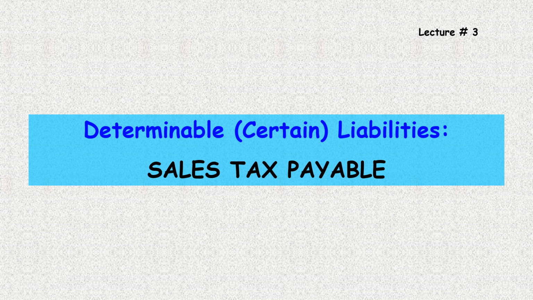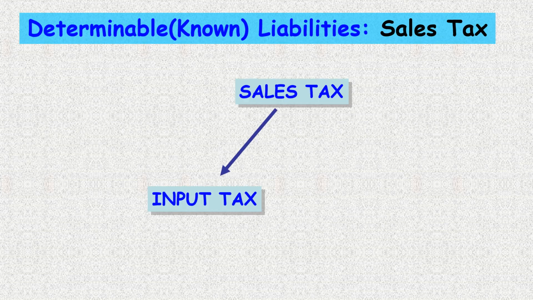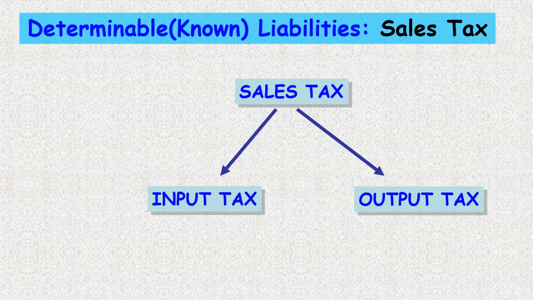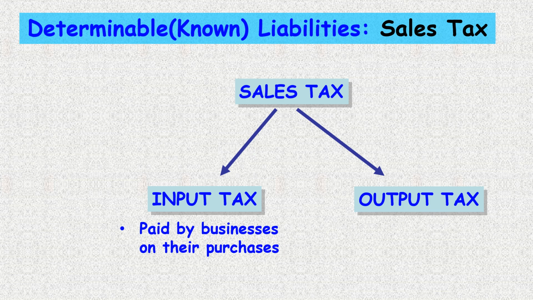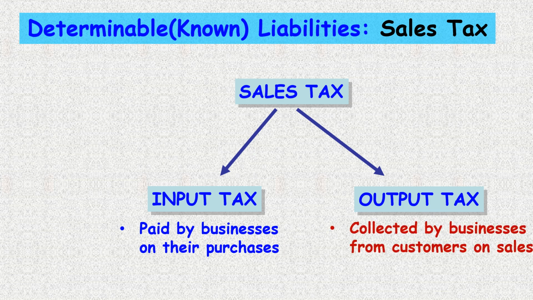In this video, we are going to talk about what sales tax is and what the accounting for sales tax is. Sales tax is generally classified as an input sales tax or an output sales tax. An input sales tax is a tax that is paid by businesses on their purchases. So whenever a business makes a purchase, the tax that it pays on those purchases is known as an input tax. Output tax, on the other hand, is collected by businesses from customers on the sales. So whenever a business makes a sale, the tax it collects from the customers is known as output tax.